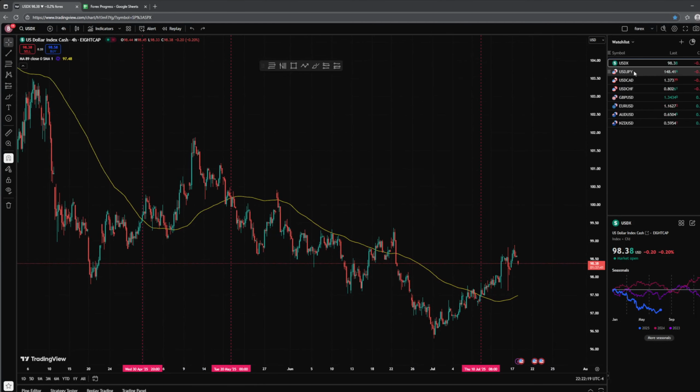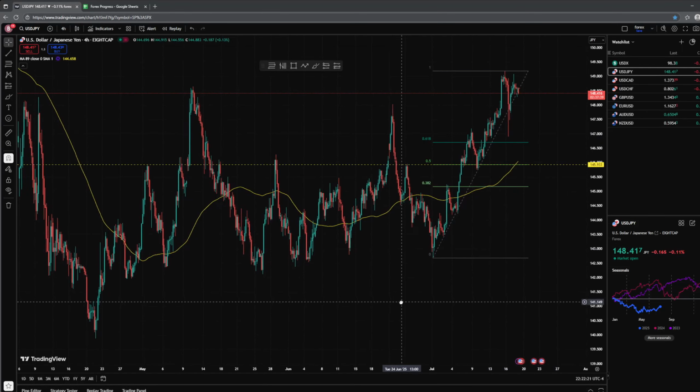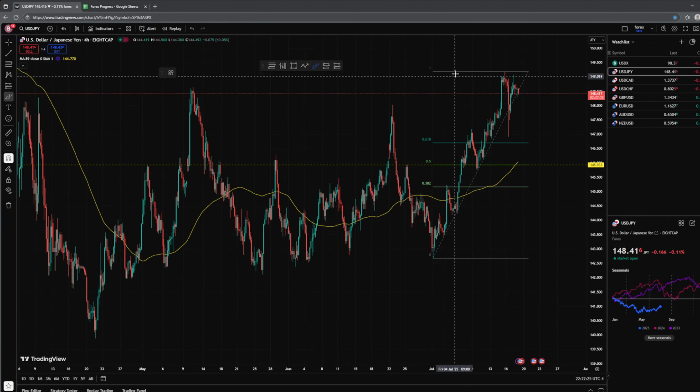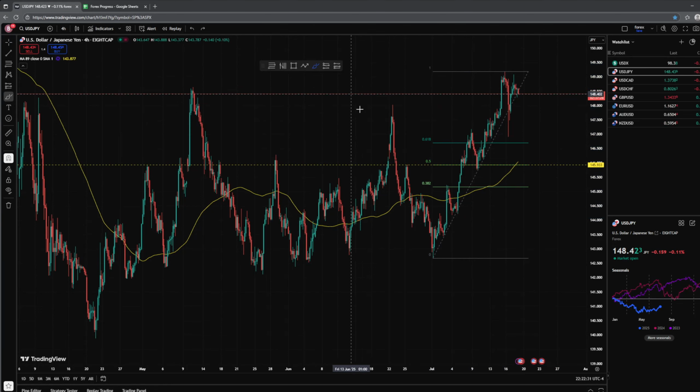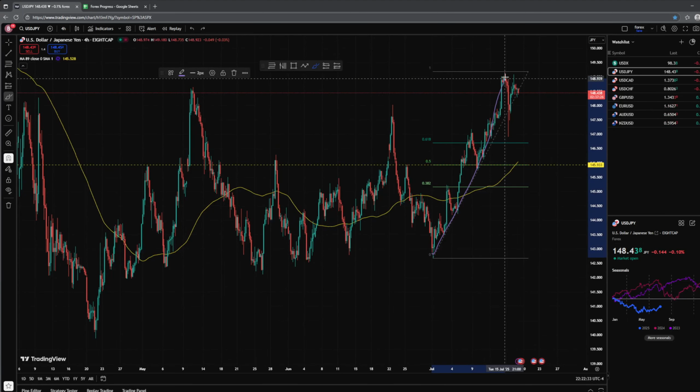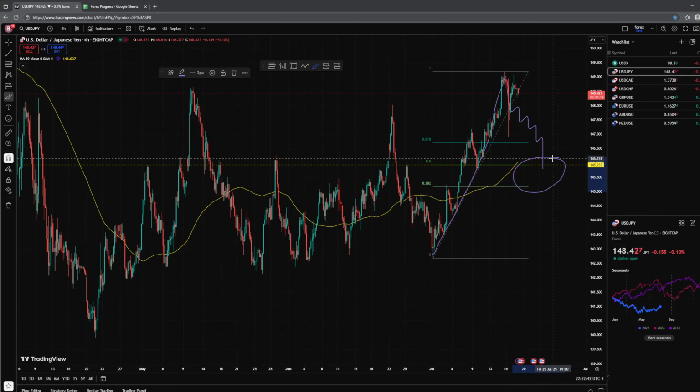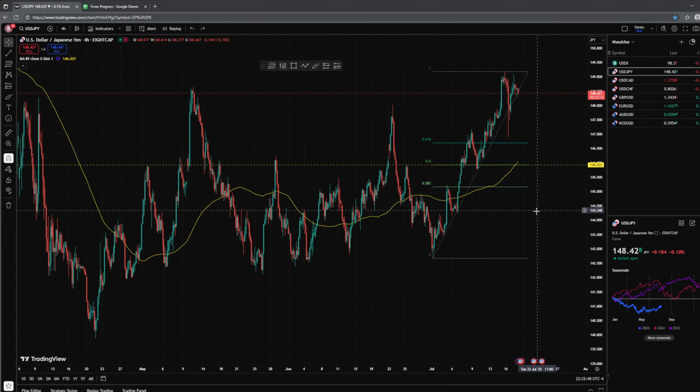Okay, now let's analyze Forex pairs. First we have the USD Japan Yen. Here we have the market consistently behaving above the yellow moving average line, right? We have a really nice up leg like this, and we expect the market to retrace to at least the 50 to 60% zone here. That would be a perfect opportunity to buy USD Japan Yen. Until that, we're going to wait.